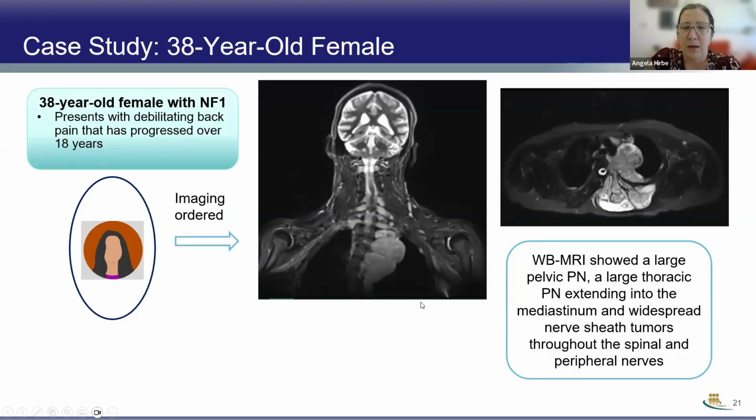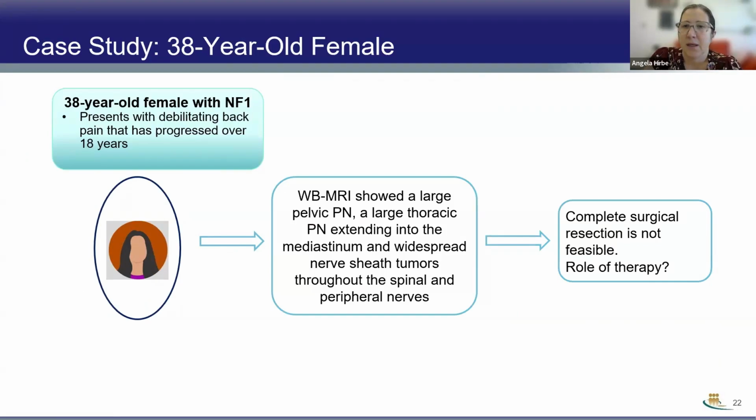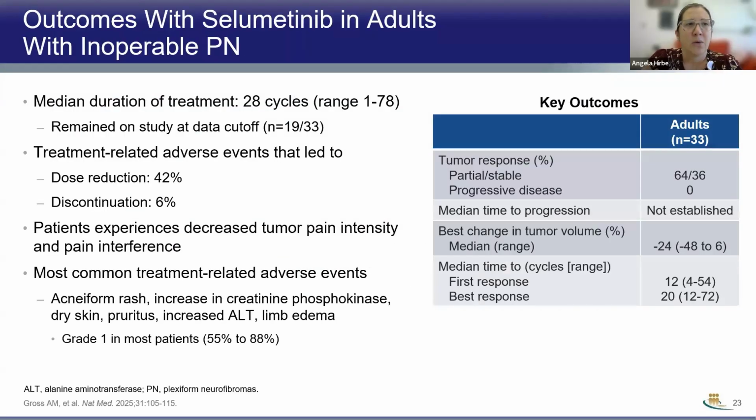So we ordered imaging, and this is what things look like in two different views of the MRI. You can see this very large plexiform neurofibroma, thoracic, extending into the mediastinum, very widespread throughout the spinal and peripheral nerves. And so we talked about this patient in tumor board. Complete surgical resection was not feasible and thought to come with a very increased risk of morbidity, even if they were to do a debulking procedure. And so we talked about systemic therapies.